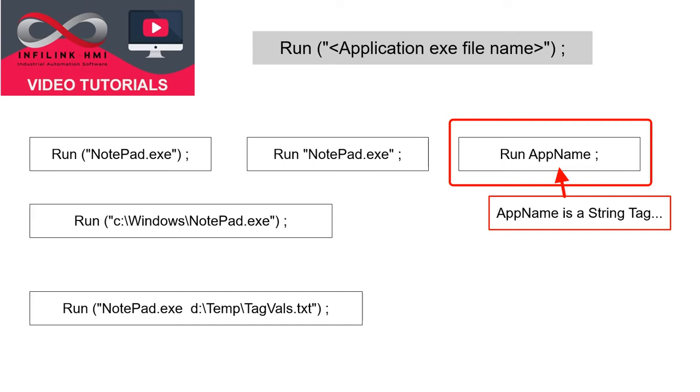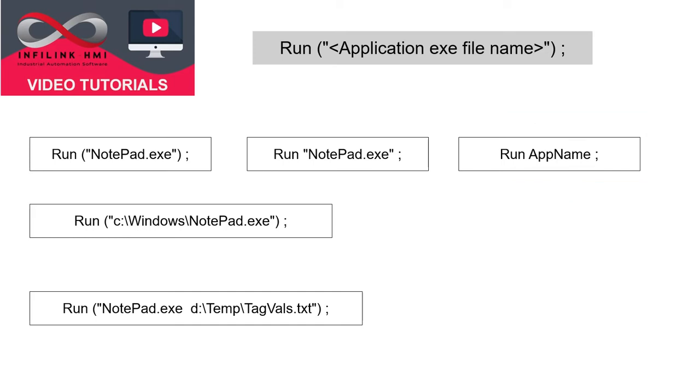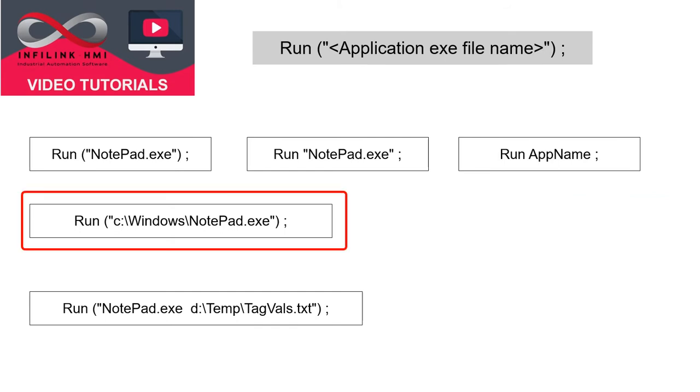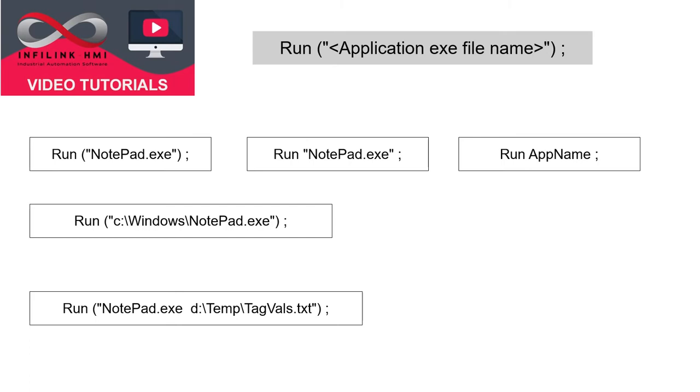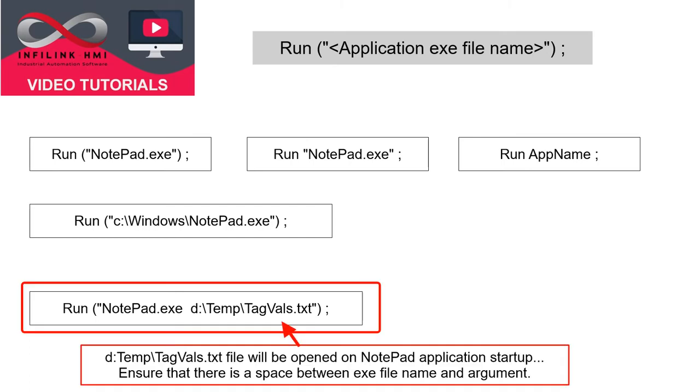Before executing the Run command, this tag should contain a valid application exe file name. You can also provide the full path and exe file name as shown here. You can provide a file name as a command line argument. For most applications, this command line argument will be used as a file name that will be opened on application startup.